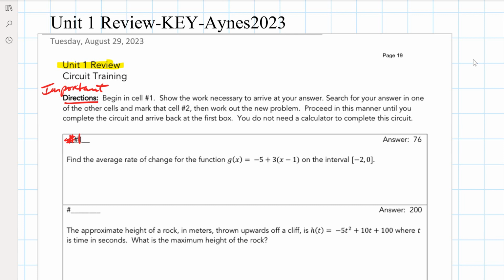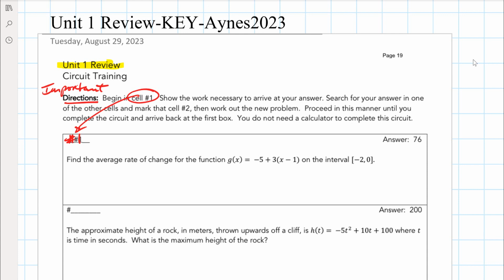Begin in cell number 1, which happens to be here. Show the work necessary to arrive at your answer. Search for your answer in one of the other cells and mark it cell number 2, and then work out the new problem. Proceed in this manner until you complete the circuit, which means you arrive back at the first box. Like a circuit, you start at 1, and then you go through all the other problems, and then you get back to cell number 1, which means the last problem has to have the answer of 76, as noted in the upper right hand corner here.